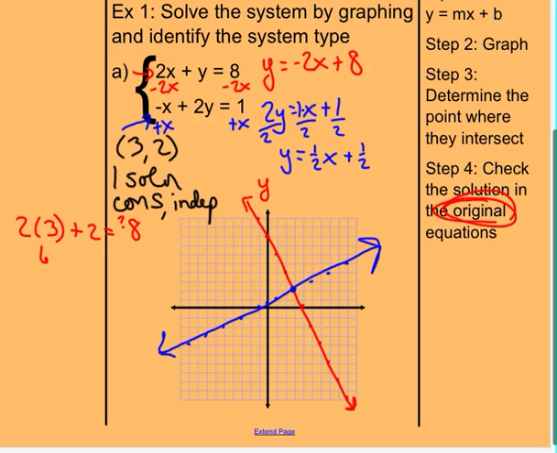2 times 3 is 6. 6 plus 2 is 8. So my red equation checks out.